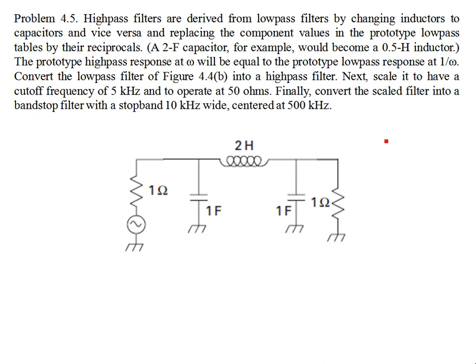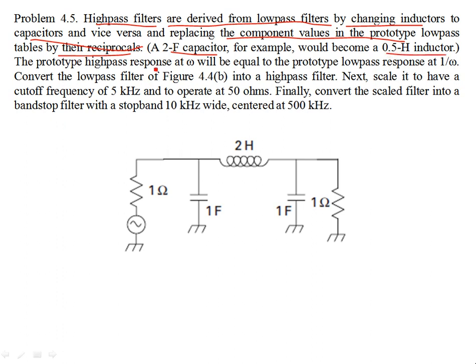Let's take the last example. This is about the high pass filters. What the problem says is that your high pass filter is derived again from the low pass filter that you talked about before. So how do you do this? You have to change the inductors to capacitors and vice versa, and replace the component values in the prototype low pass filter by their reciprocals. So a 2 farad capacitor is now going to be a 0.5 henry inductor.